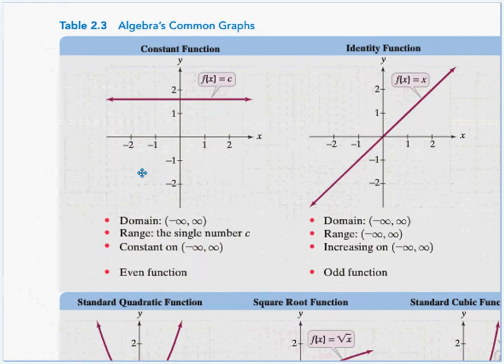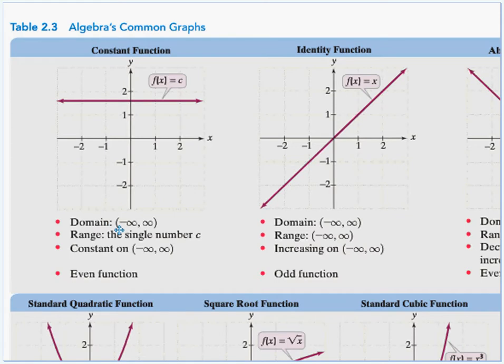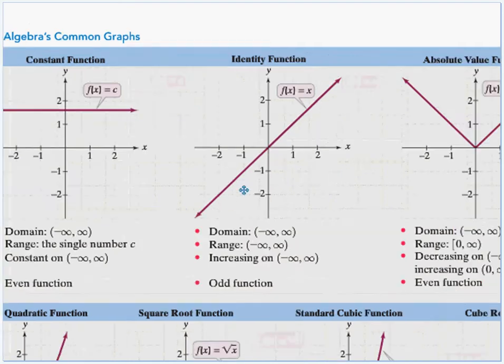So here's algebra's common graphs. F of x equals c, or maybe you've seen a function like y equals 3. That would just be a horizontal line. Domain is all real numbers, negative to positive infinity, and the range is only that single number that we cross the y-axis at. It's constant. It's neither increasing nor decreasing, and it's an even function.